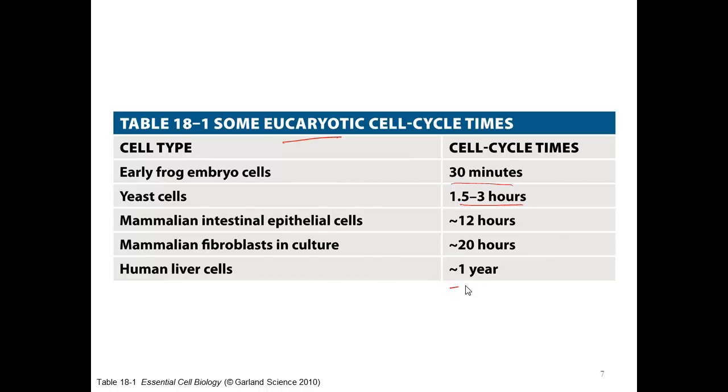Liver cells in your body divide about once a year. If you do experiments in labs with culture, cells divide about once a day. In a few places in your body, in the intestine where you have a lot of cell turnover, or with your immune system, they can cycle in less than a day.